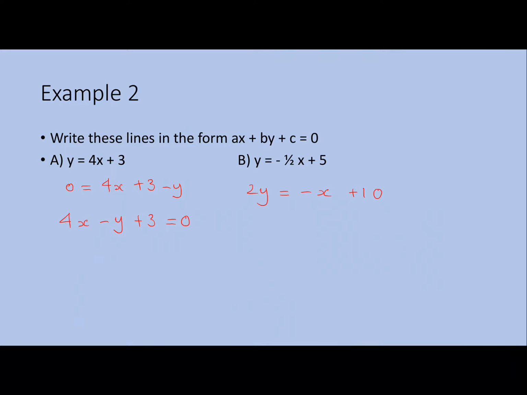So we want x's, y's and constants all on the same side. So we add x to both sides. That will give us x plus 2y. And let's take that 10 off the right hand side, so it'll be minus 10 as it moves across here. There we go. And again, we've got whole numbers in every term. x plus 2y minus 10 equals 0.